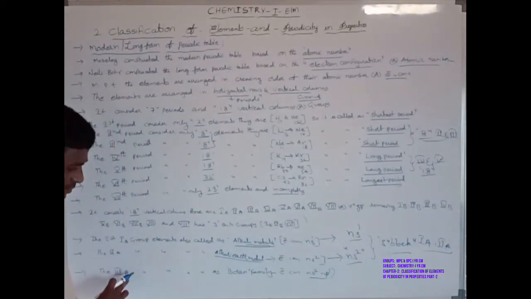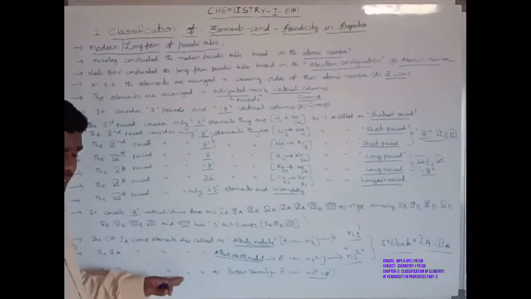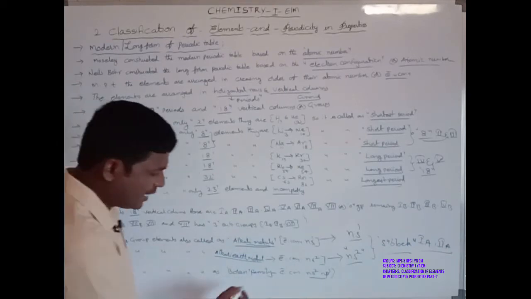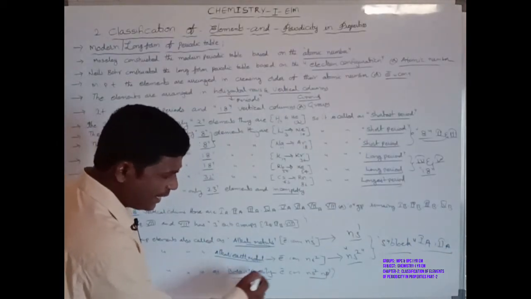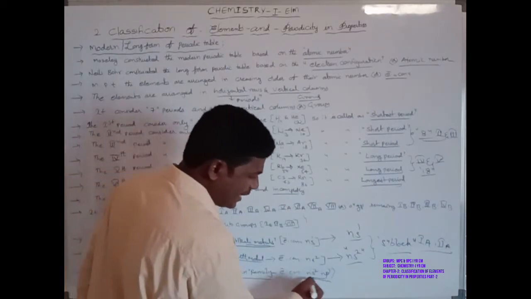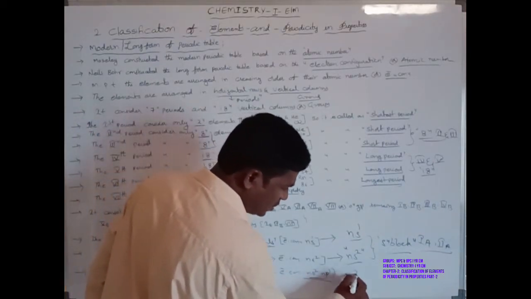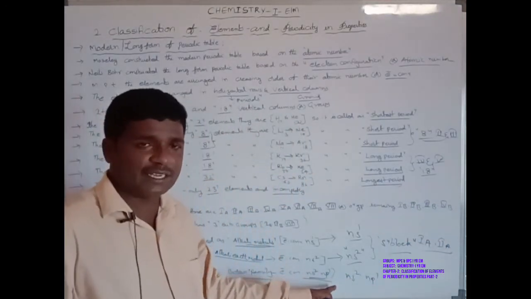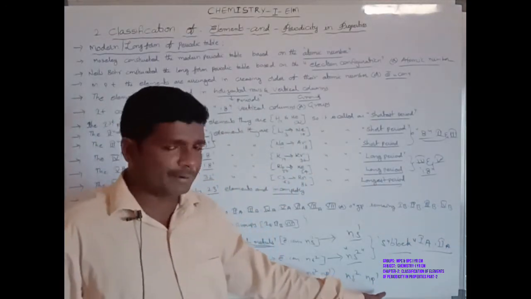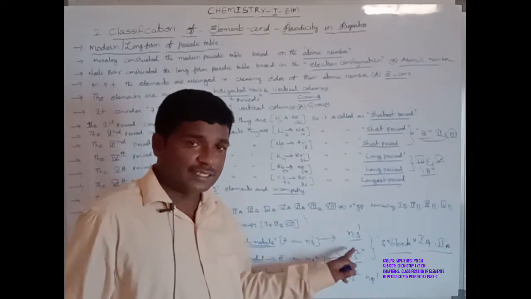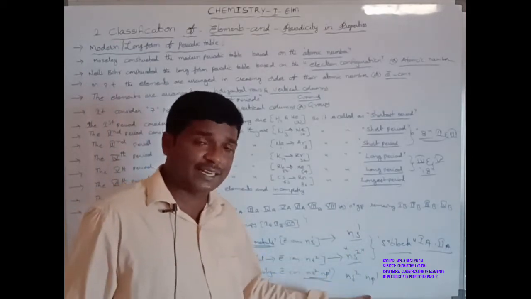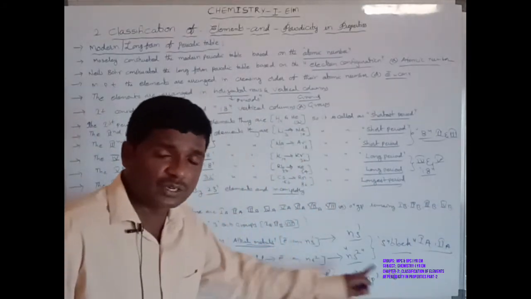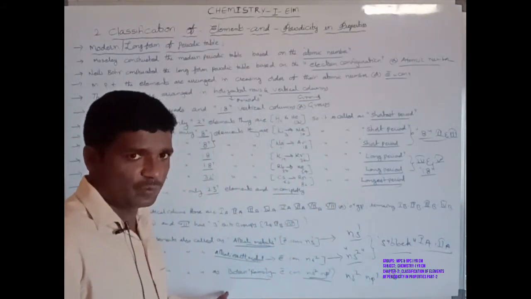Next, the third A group elements are also called the boron family. The electron configuration is ns2np1. The s orbital holds 2 electrons and the p orbital holds 1 electron. The total outermost valence electrons are 3, so the group number is 3. So it is called the third A group.